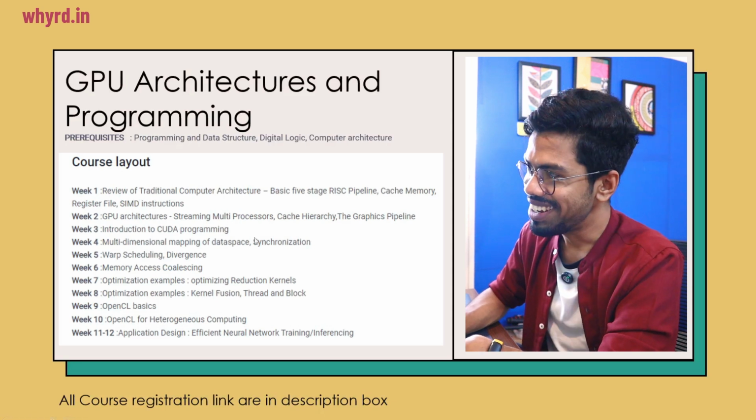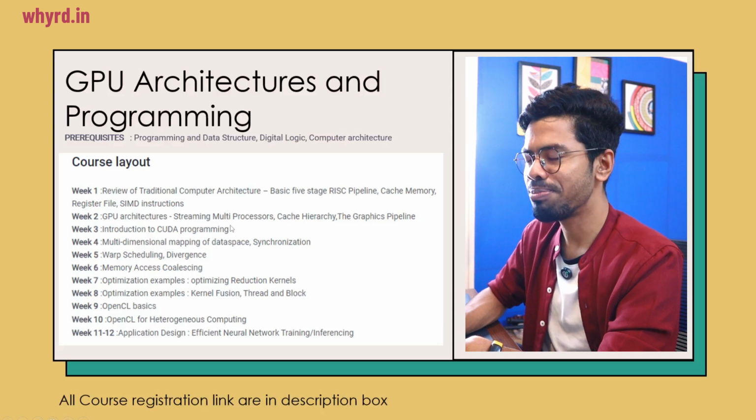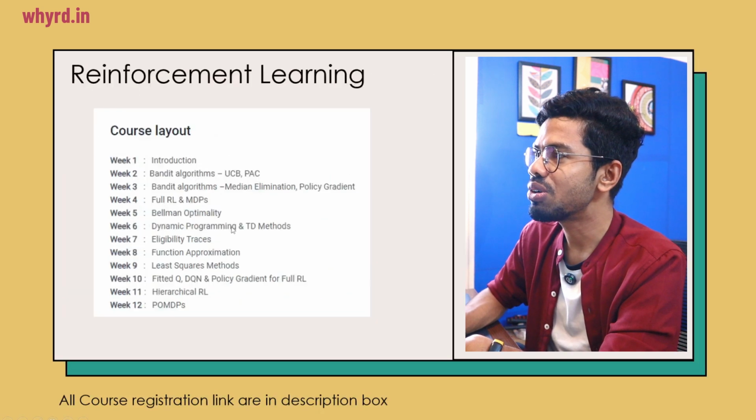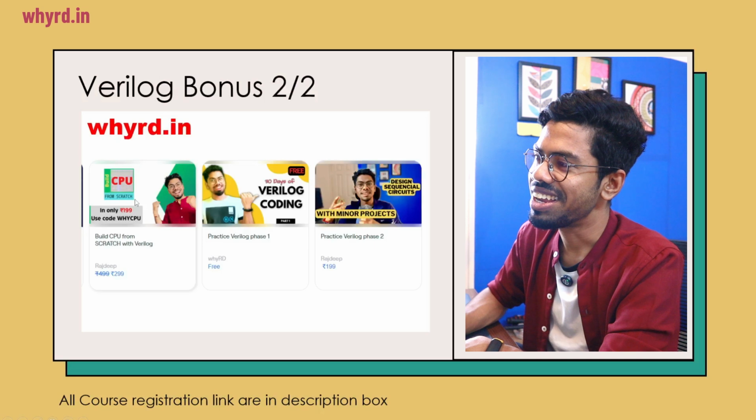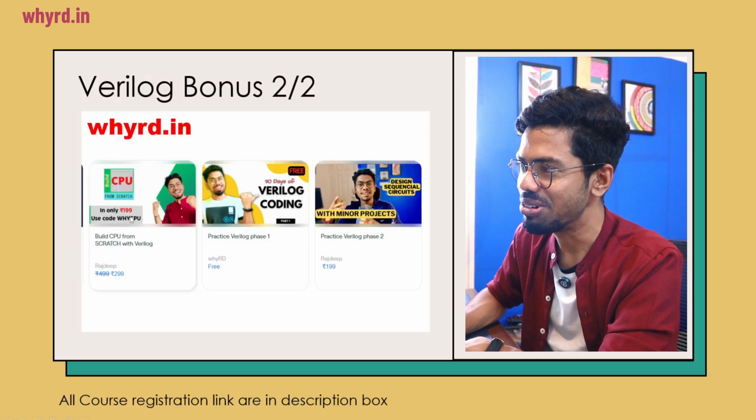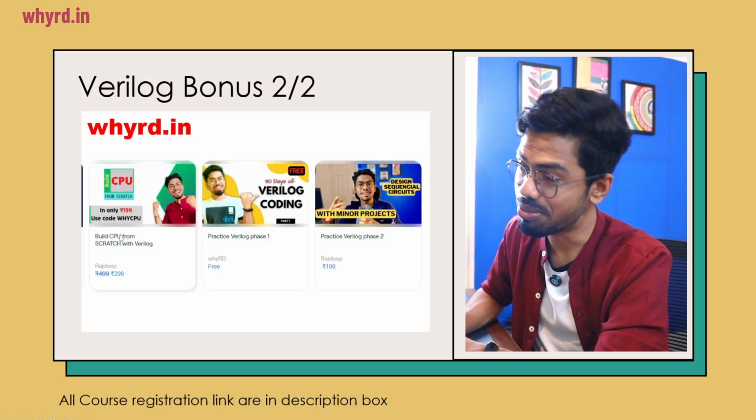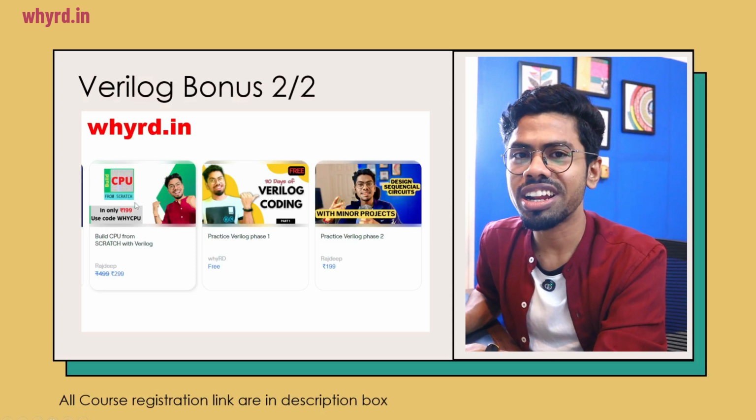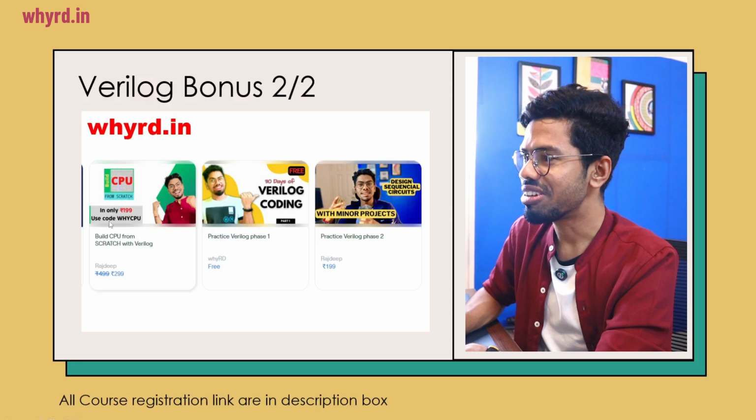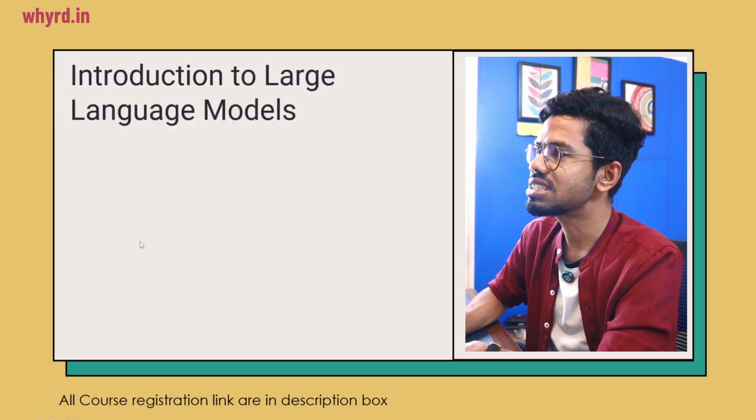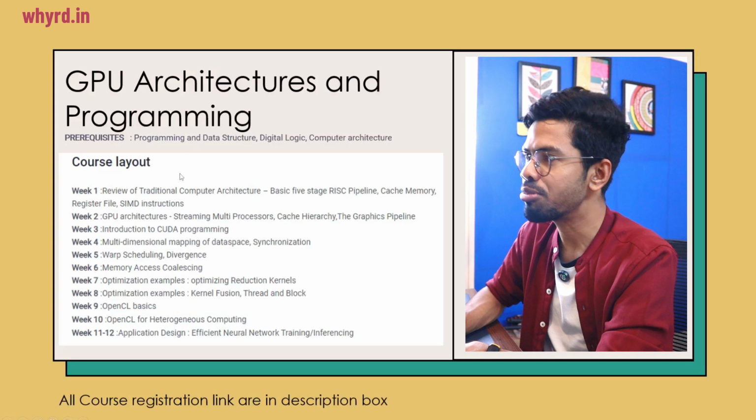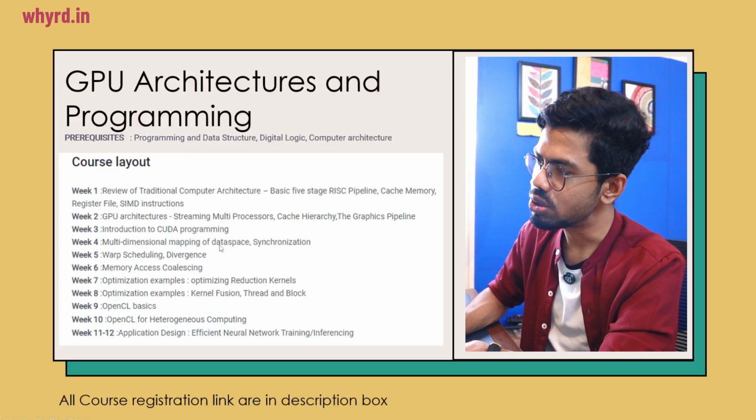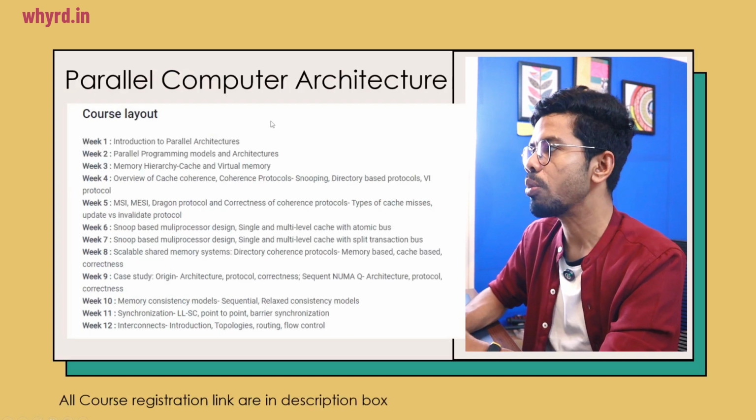And again, if you want to revise computer architecture a little bit, then you can just go here, and you can subscribe to this course from me, which is Build CPU from Scratch. Here you will get a little bit of an idea of how RISC architecture actually works. So you can take this one, and after that you can come to GPU architecture and programming. And if you have already done this course, then you can go for this one, parallel computing and architecture.